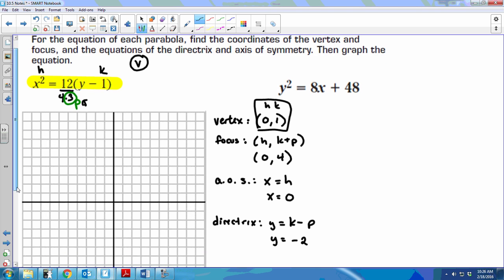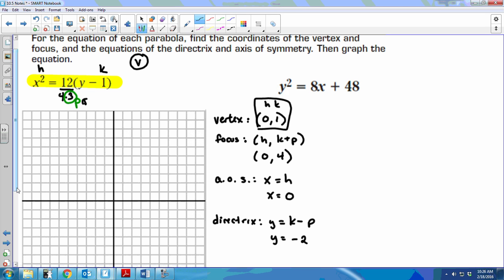Then the last part just says, is this going to open up or down? So is p greater than 0 or less than 0? P is greater than 0, so it's going to open upward. Again, I went straight down the list from the table in your notes. Any questions about any of that?